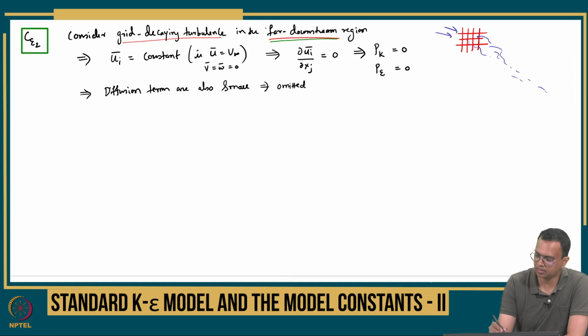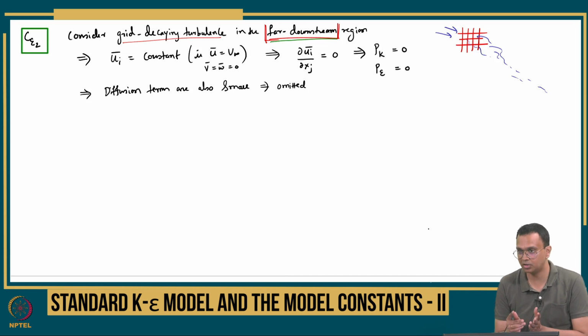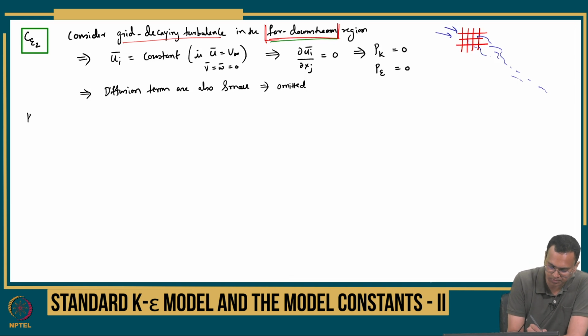This is in the far downstream zone of a grid decaying turbulence, not in a zone where turbulence generation is present. So for C epsilon 2, we are taking that kind of flow, but for C mu we took a turbulent boundary layer, a logarithmic zone, where Pk and epsilon balance each other. Here Pk is 0 completely, and the diffusion terms are gone. So if this is the case, what will happen to the K model equation?